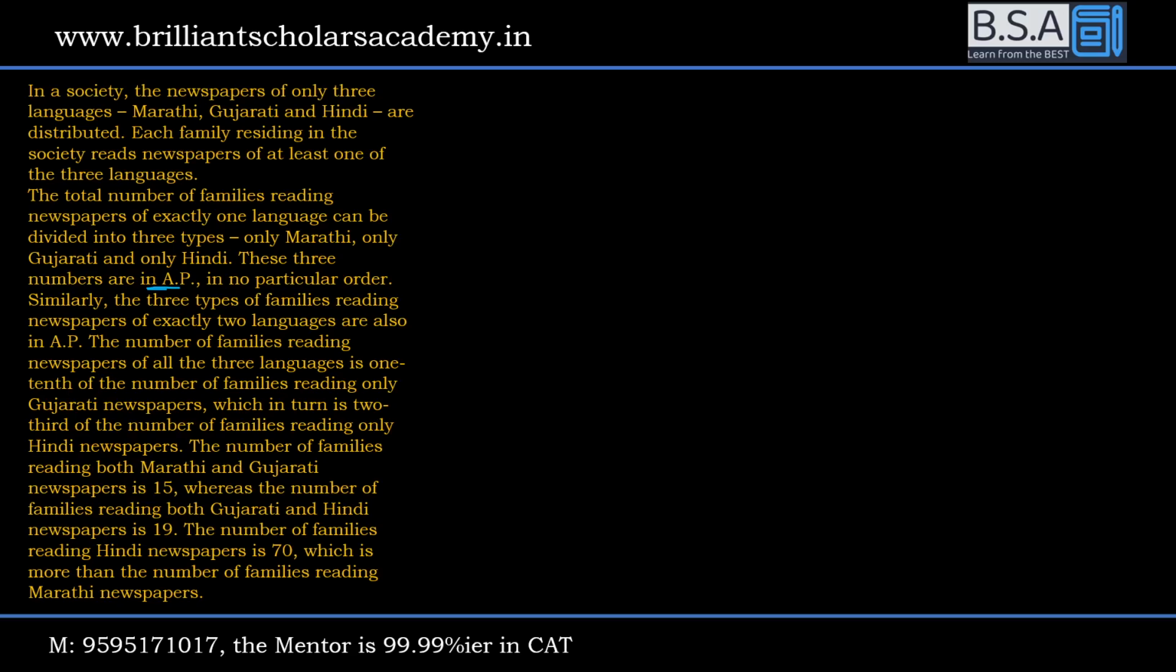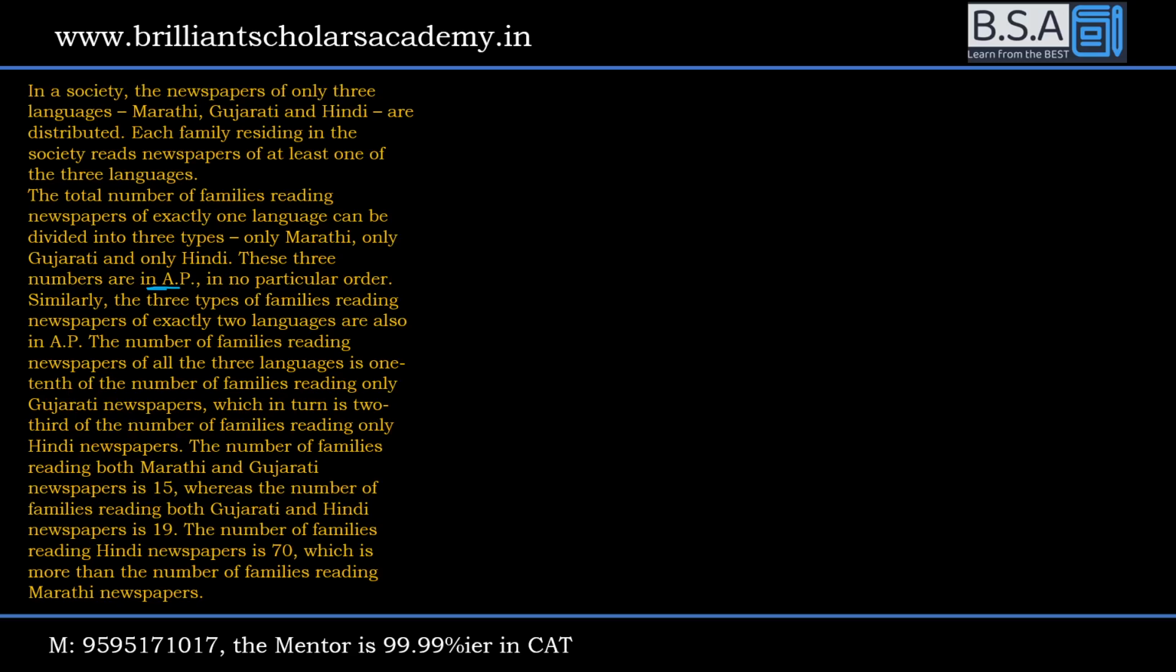The number of families reading both Marathi and Gujarati newspaper is 15, whereas the number of families reading both Gujarati and Hindi newspaper is 19. The number of families reading Hindi newspaper is 70, which is more than the number of families reading Marathi newspaper.